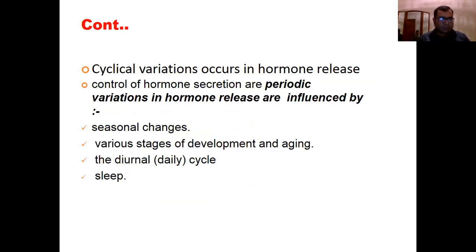Cyclical variations occur in hormone release, superimposed on the negative and positive feedback control of hormone secretion. These are periodic variations in hormone release that are influenced by seasonal change, various stages of development and aging, the diurnal daily cycle, and sleep. For example, the secretion of growth hormone is markedly increased during the early period of sleep but reduced during the later stage of sleep.